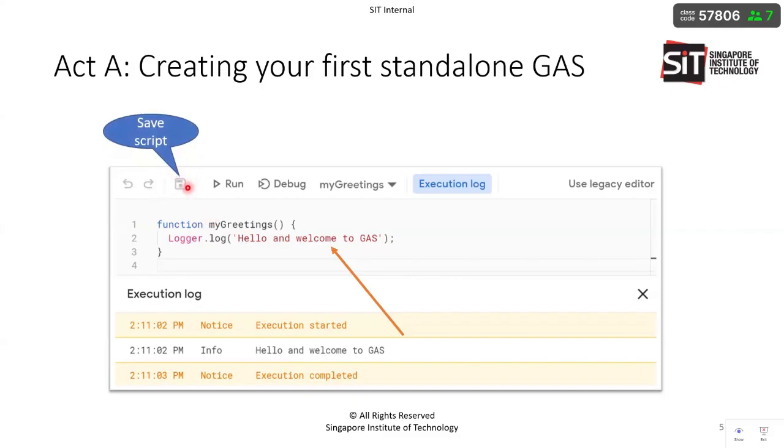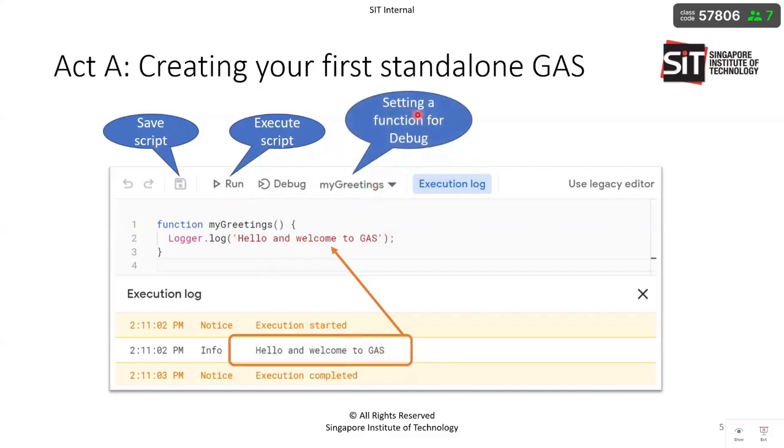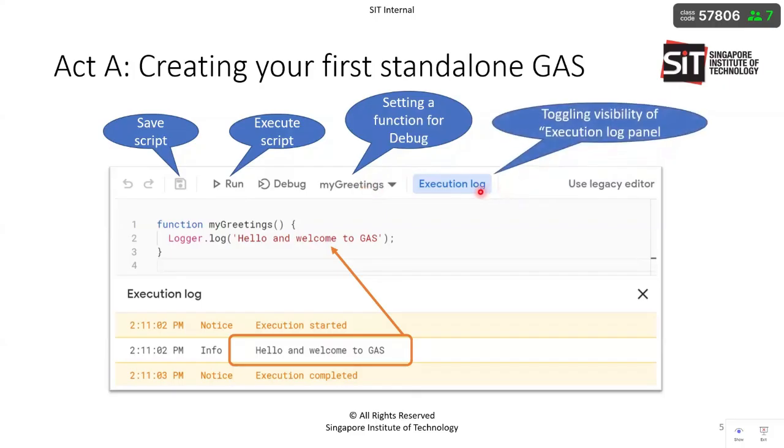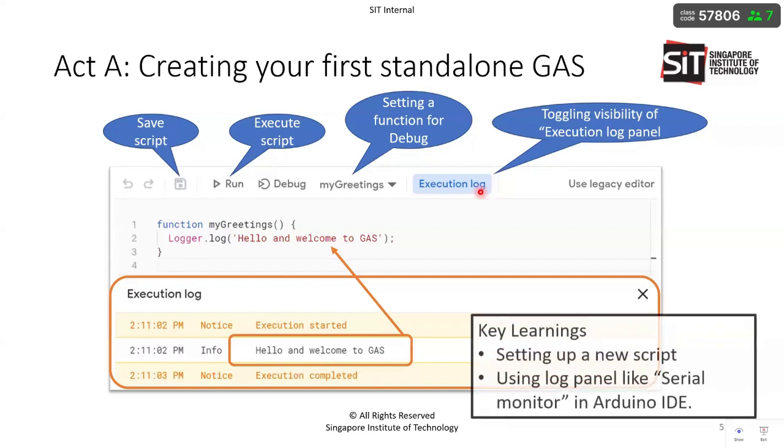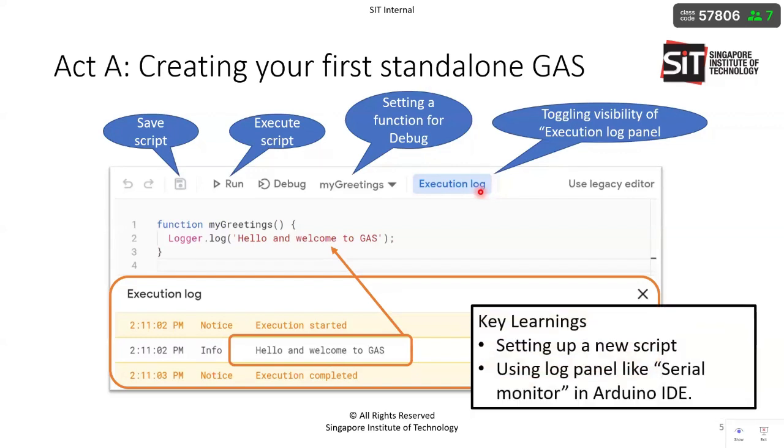There are other functions for you to use to save and to run your script, and this is your display, and you can set different functionality, toggling on your serial monitor, so-called. With this, I hope that you would then have a quick understanding of how to start off, create a new GAS script, and execute it as a standalone.